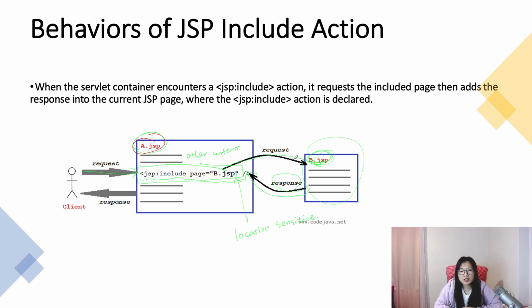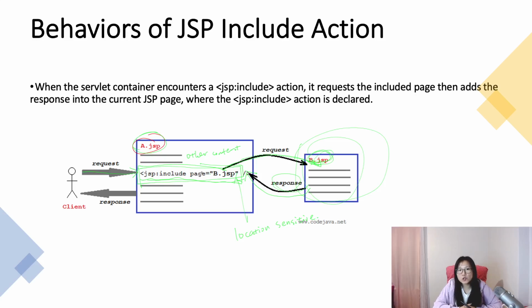Okay, because where b.jsp content is going to be inserted is where you declare this JSP include. That is how JSP include works. Like you make a null request, get a response, then you insert it here. Everything happens at runtime, which is when the client requests a.jsp and this action happens.